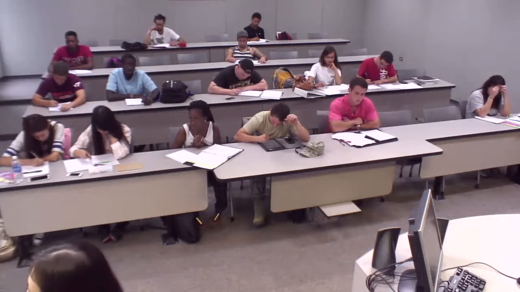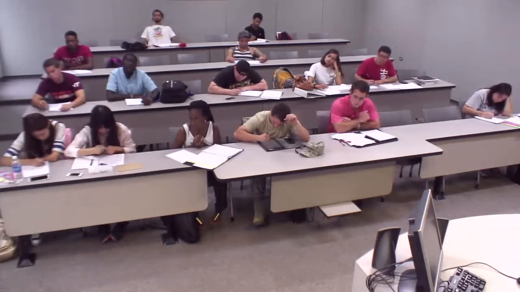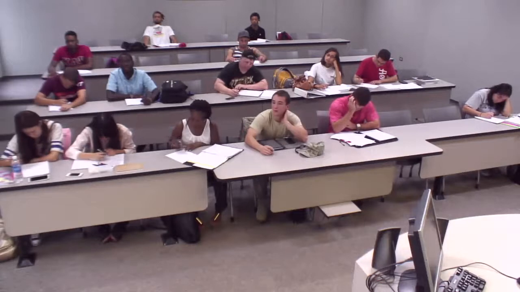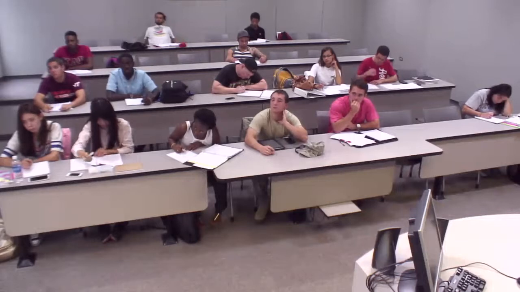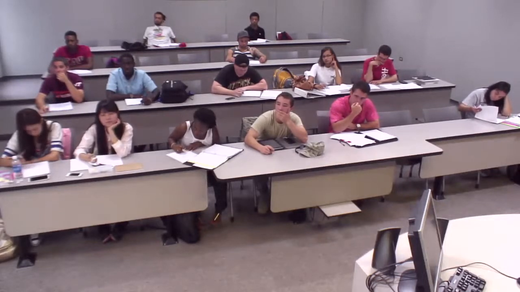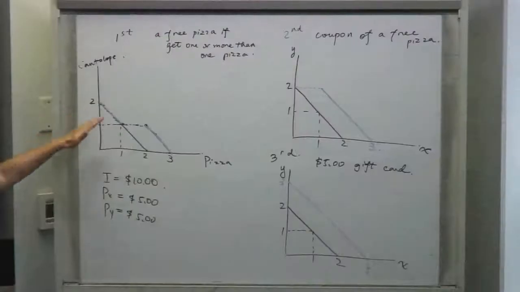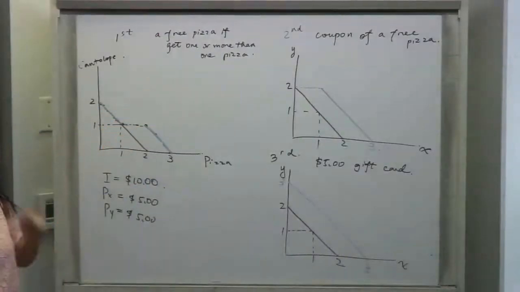Because you are able to use this gift card on the other good as well, that's why you have this part of the line. Unlike this case, you don't have that part because you cannot use that to spend on the other good. So that's the three different budget constraints for these three different scenarios. As you can see, it shows you the different options, different possibilities.